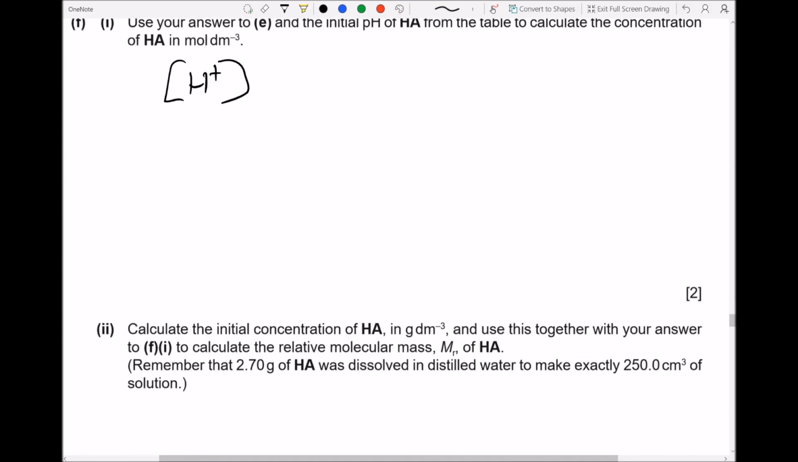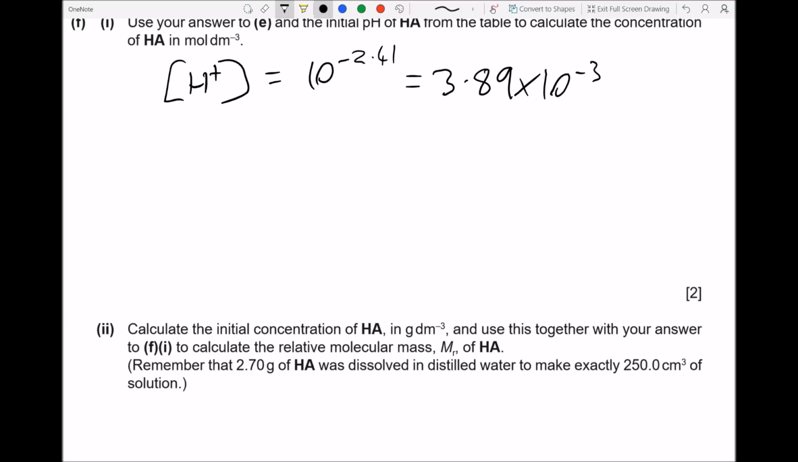So if we go back onto here, concentration of H plus equals 10 to the minus of the pH, which is 2.41. And then if we put that in our calculator, that is going to be minus 2.41, and we should get 3.89 times 10 to the minus 3. Okay, and you should get that answer as well.